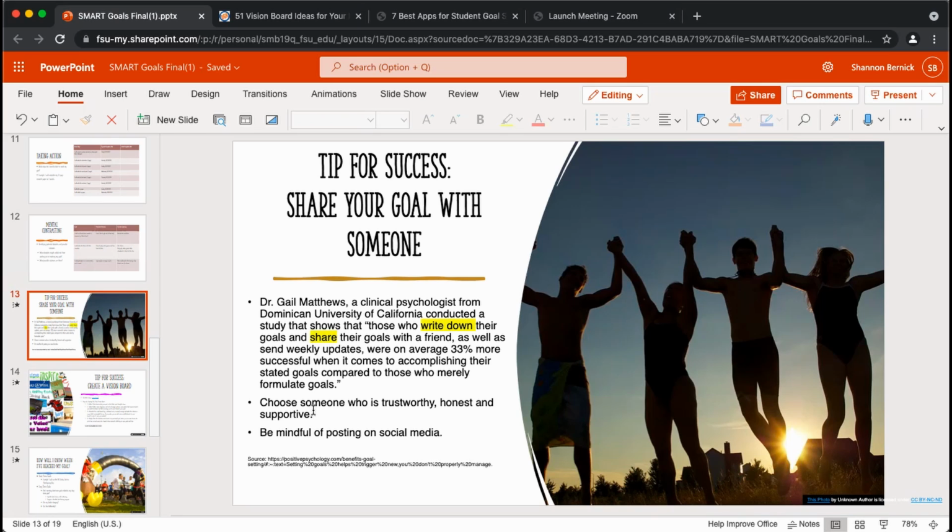Inevitably, when all of us are trying to achieve a goal, we have setbacks, right? We might get sick. We might have an unexpected emergency within our family or friends. We might have our car break down. So, inevitably, there are going to be things that create setbacks when you're working towards a goal. And you want to make sure that you're sharing your work and the setbacks with someone who is supportive with you. To that end, you definitely want to be mindful of posting on social media.